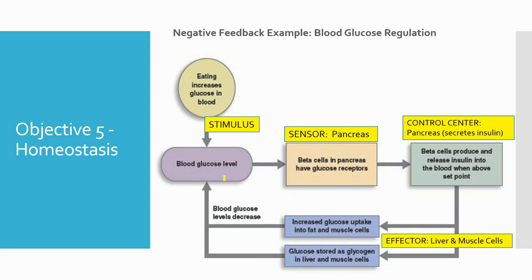Now, we wouldn't want the glucose levels to just decrease to an abnormal level. And so once they get back to normal, that turns off, and the pancreas is no longer going to release insulin. So once again, we have a turn on, turn off kind of mechanism.